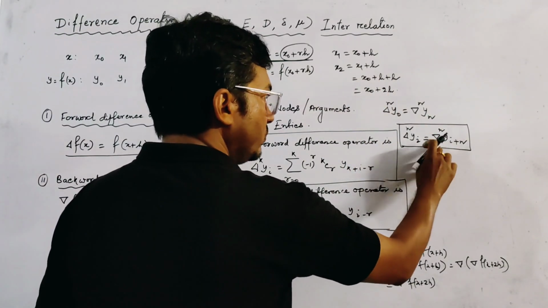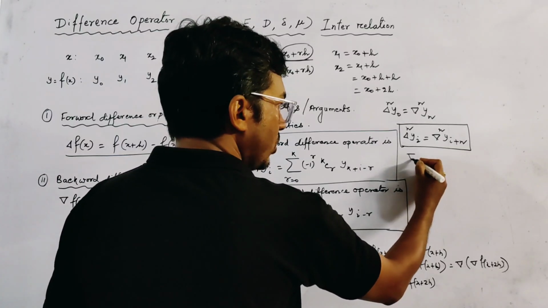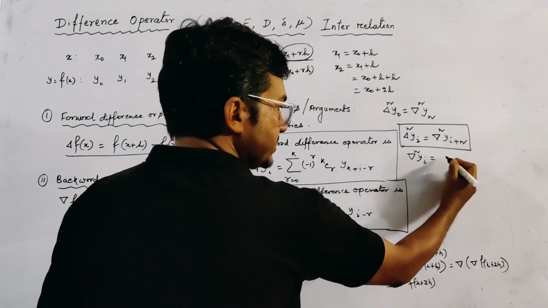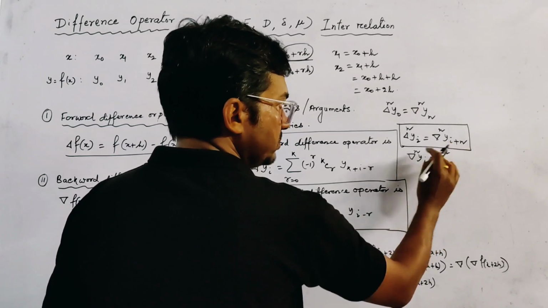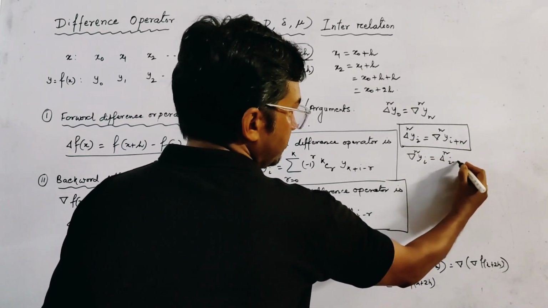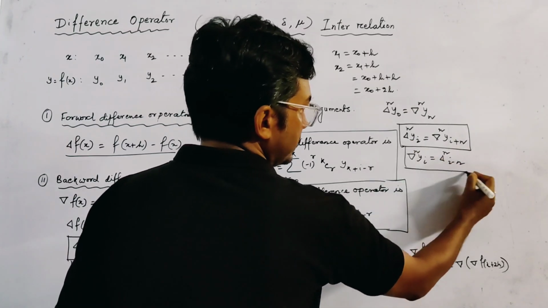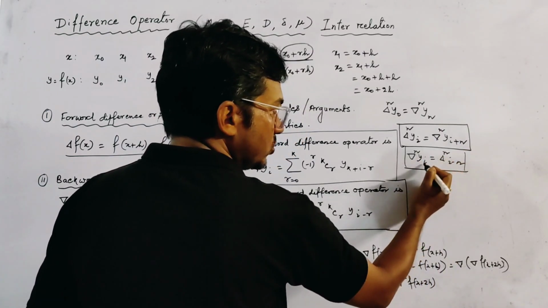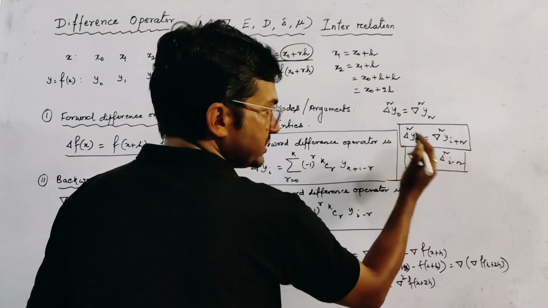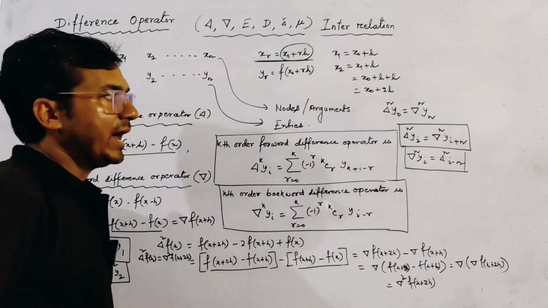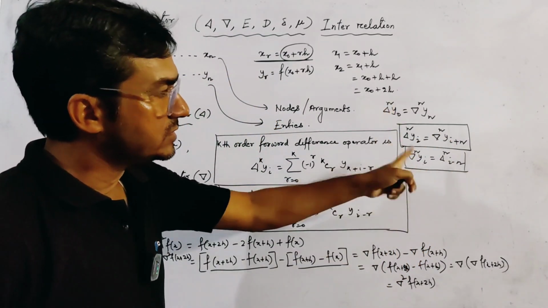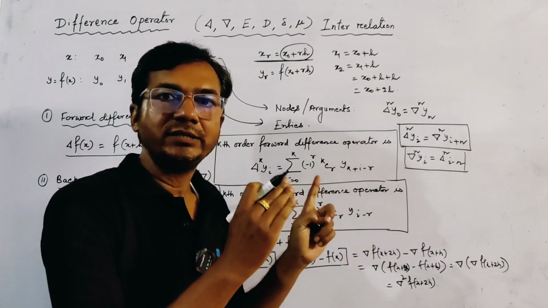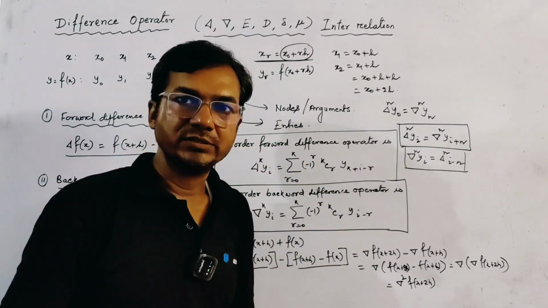This is the relation between nth order forward difference and nth order backward difference. And if we want to find the relation of nabla to the power n yi, then we must write on the right side delta to the power n yi minus n. Because if we put i plus n equal to i, then we get on the left side i minus n. These are the relations between nth order forward difference and nth order backward difference.